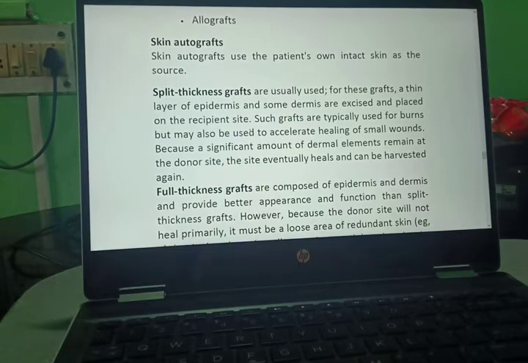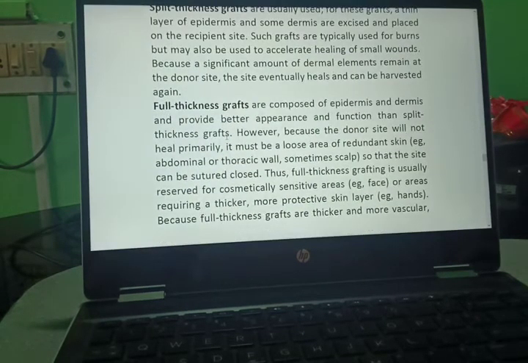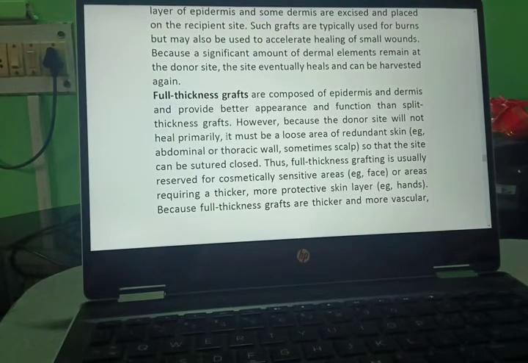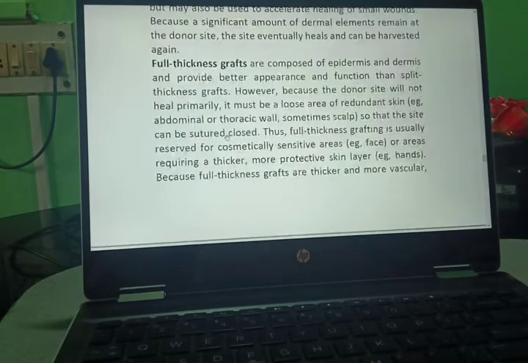Because a significant amount of dermal elements remain at the donor site, the site eventually heals and can be harvested again. Now, full thickness grafts are composed of epidermis and dermis and provide better appearance and function than split thickness graft. However, because the donor site will not be healed primarily, it must be a loose area of redundant skin, that is abdominal or thoracic wall, sometimes scalp, so that the site can be sutured closely.